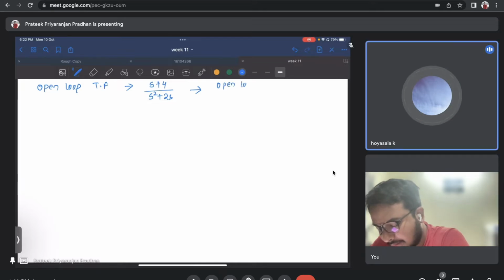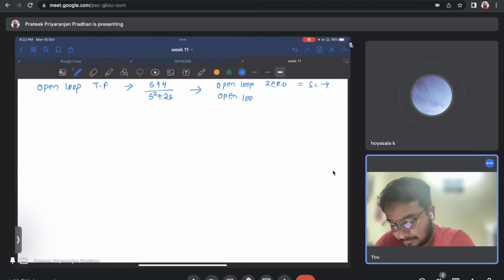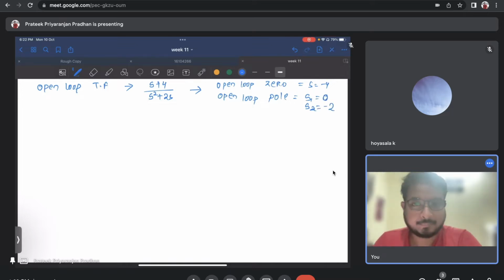The open loop zero, exactly, s is equal to -4. Please look into the poles. One will be 0 and another will be -2. Okay.